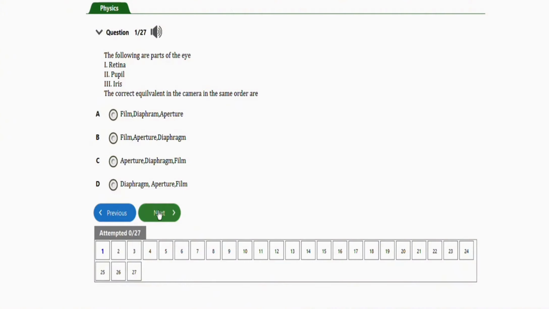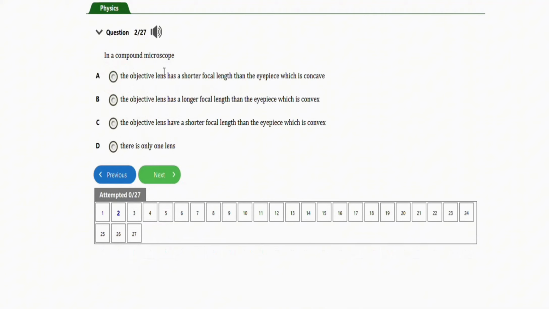Okay, so the next question says, in a compound microscope, the objective lens has a shorter focal length than the eyepiece, which is concave. No, the objective lens has a longer focal length than the eyepiece, which is convex. No, the objective lens has a shorter focal length than the eyepiece, which is convex. Correct. So the right option here is option C, which is the objective lens has a shorter focal length than the eyepiece, which is convex.